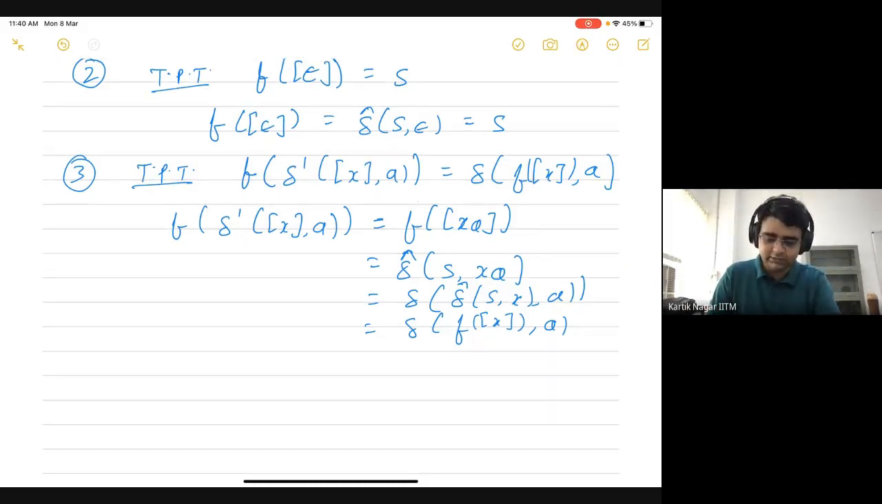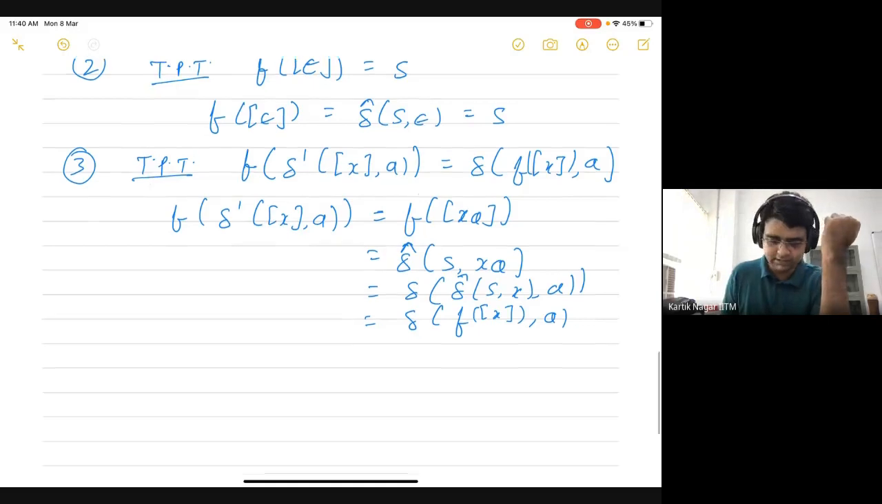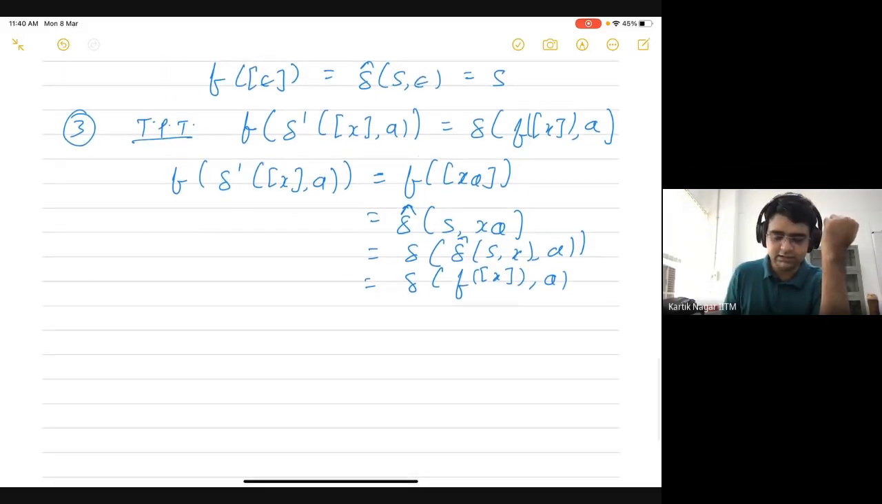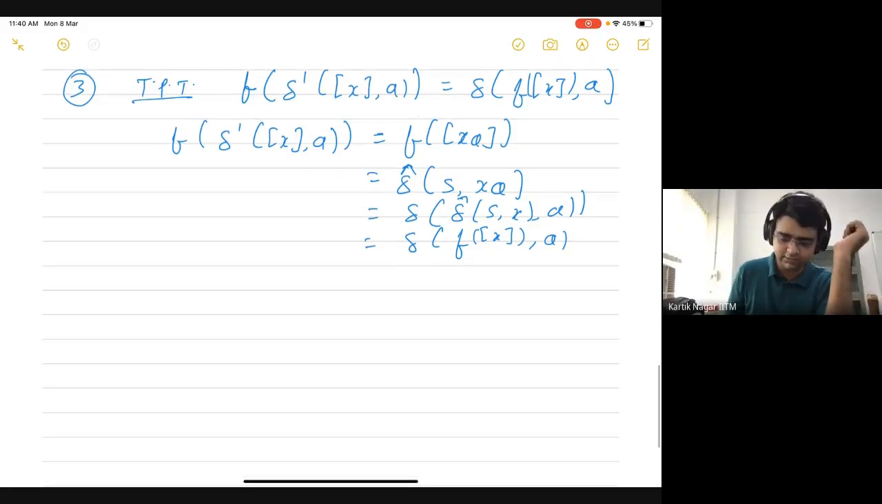So in the first step, we basically applied the definition of delta prime. Delta prime of x comma a was defined to be the equivalence class of the string xa. Then in the next step, I apply the definition of f, so that f of xa is the same as delta hat of s comma xa. And then I just apply the definition of the extended transition function. So this means that the transitions in the constructed DFA basically mimic the transitions of the original DFA.